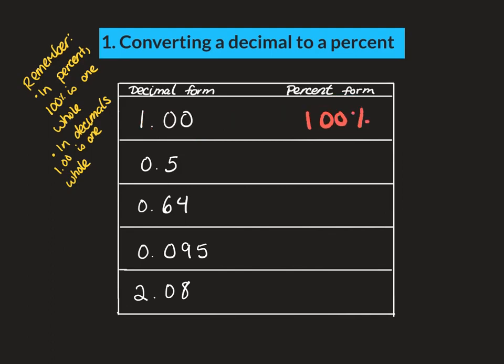Decimal form says 0.5. I'm going to do the same thing. I'm going to grab that decimal and move it over 2 places to the right. When I move that decimal, notice that I don't have a second number in this space. I've got a 5 and a blank space. When you have a blank space to the right because you've moved your decimal past where your numbers ended, you need to drop in a 0 to fill in that empty space. So my percent form now is 50%.